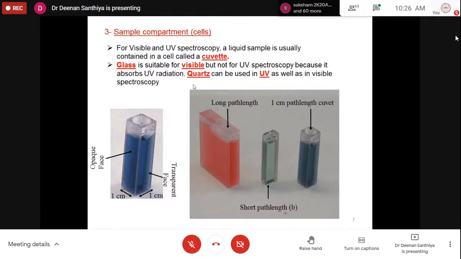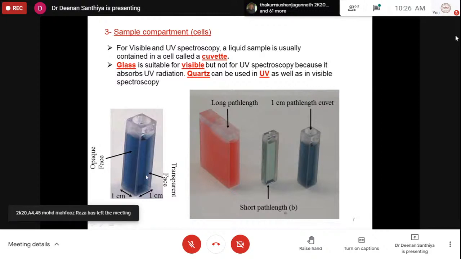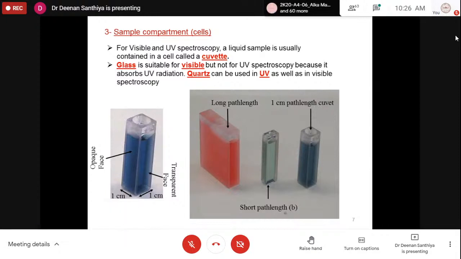So now you can understand this is the thickness, 1 centimeter, right? The cuvette, this is your cuvette, the sample holder. The sample holder has 2 faces, an opaque face and a transparent face. The transparent face should face the source. This gives the thickness of the cuvette. It's shown here at the bottom.